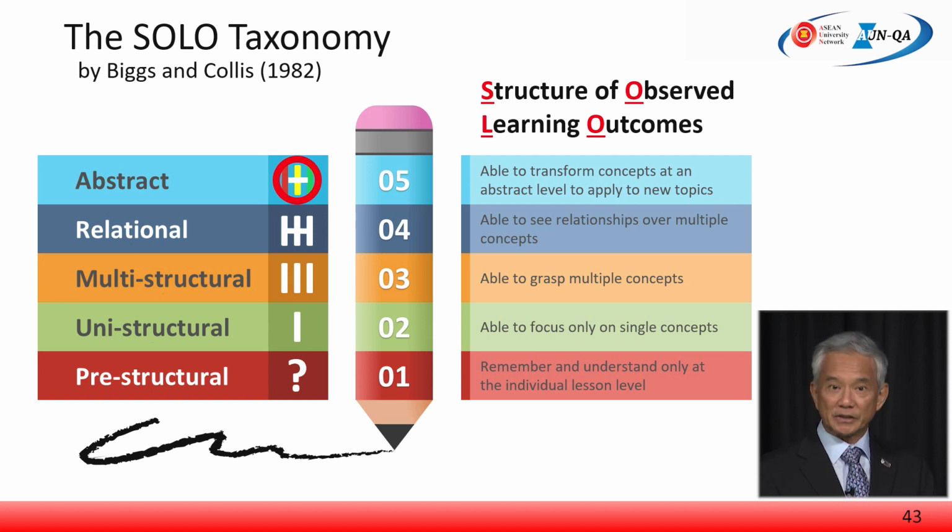At the multi-structural level is the ability to grasp multiple concepts. For the bicycle example, this could be how to propel the bicycle, how to steer the bicycle, and how to stop the bicycle. The next level is relational, would be how the various parts of the bicycle interact to enable riding. The highest abstract level may be considering other means of transporting people or goods using other than a bicycle.